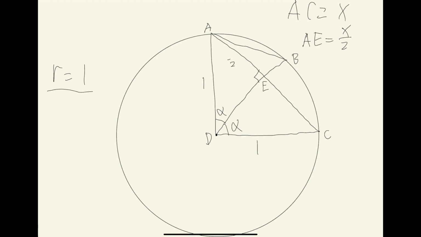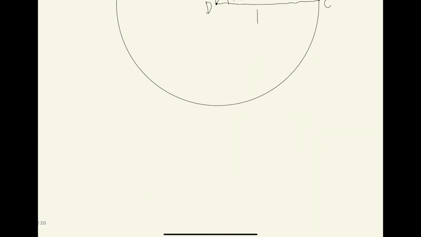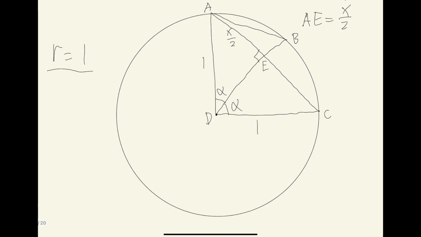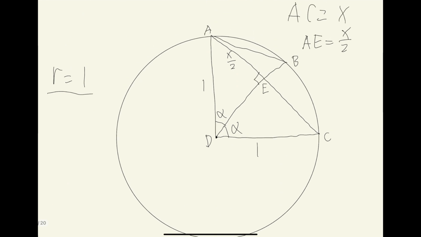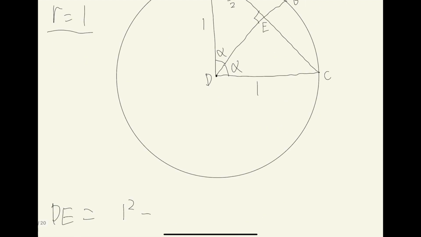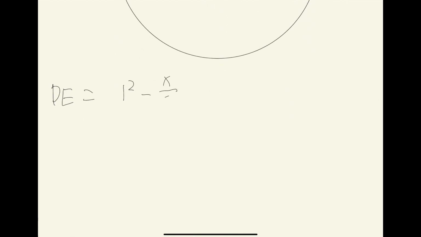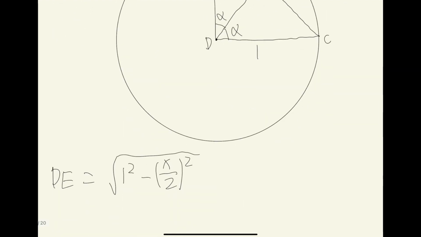And I'm just gonna write it in the center. So now we have to calculate the DE. DE equals, oh, this is a right angle triangle. So it's just 1 squared minus, as it's the long length that is not beside the right angle, and minus the a half of x squared, and the whole thing is square rooted to find DE.